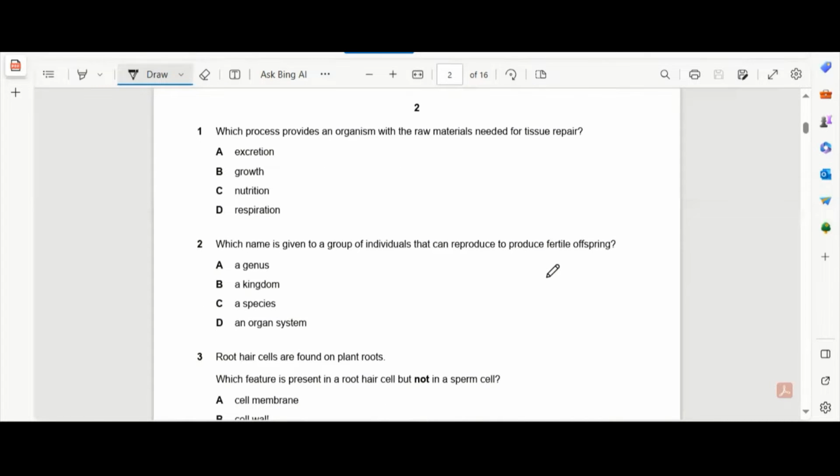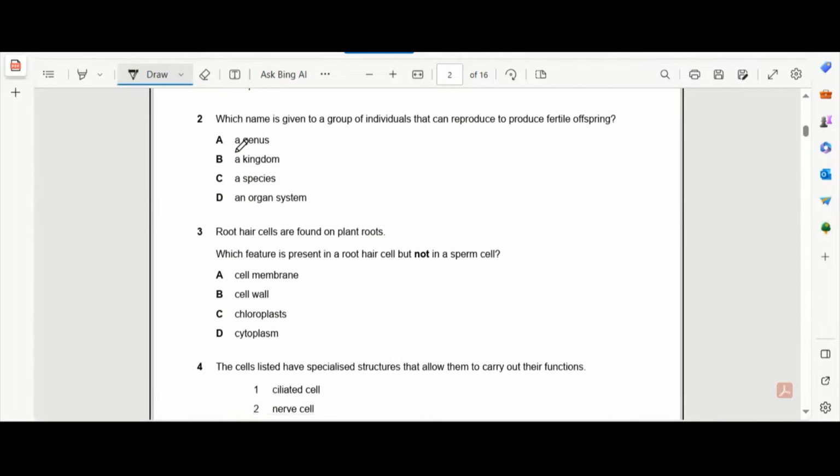Question number 1. Which process provides an organism with the raw materials needed for tissue repair? So we know this is clearly nutrition. Nutrition is the only correct answer since we need glucose, protein, etc. to repair the tissues that have been damaged. So 1C is the only correct answer.